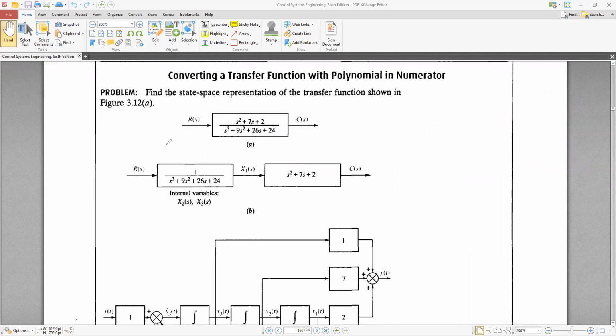Okay, so see here another thing. R(s) is the input and this is the output. But here in the middle, since we split it into two subsystems, we'll add another thing, that is another output, the internal output. So this is R(s), this is X1(s), this is C(s).